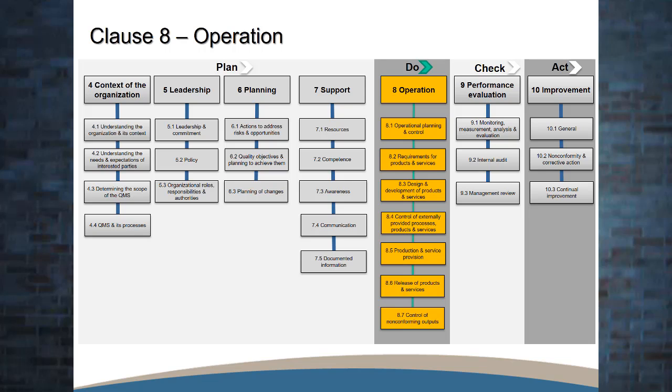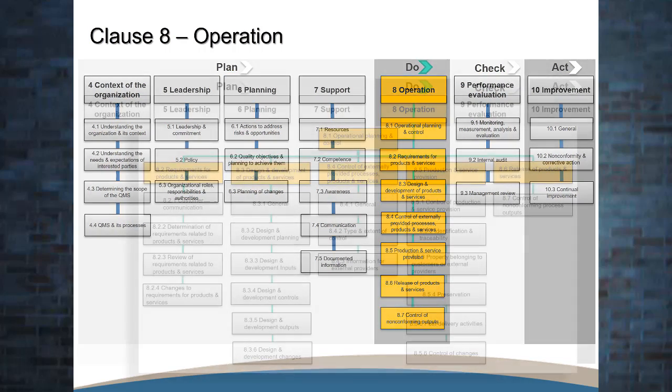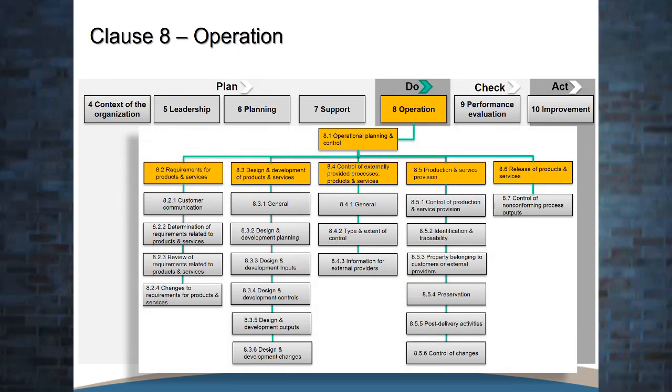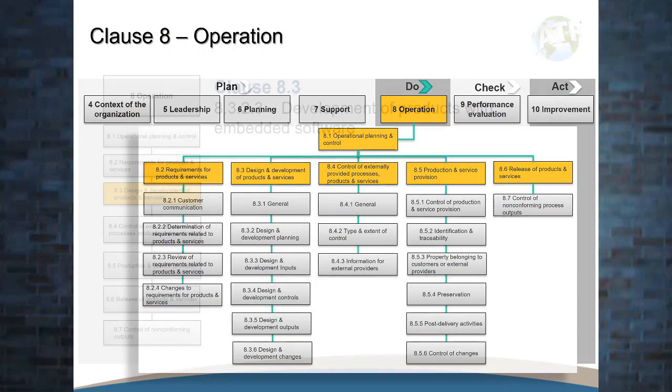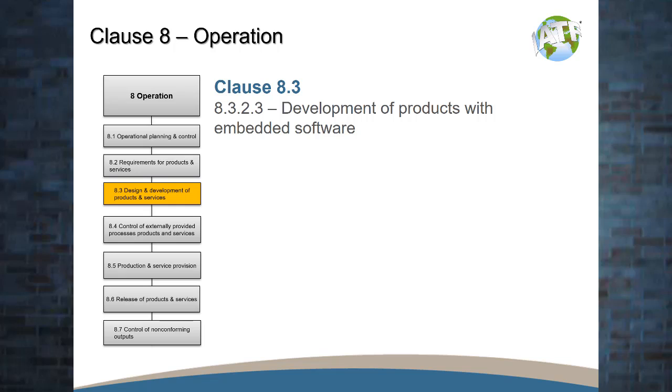So next we'll jump into the do processes, which is under Clause 8, operation. Operation is made up of Clause 8.1 through 8.7. Not much difference in 8.1 and 8.2 as it relates to 9001, but design and development, as expected, certainly has some significant add-ons here on the automotive side.